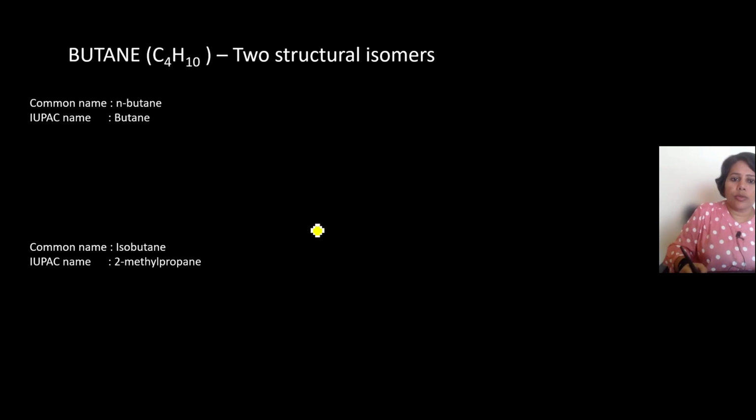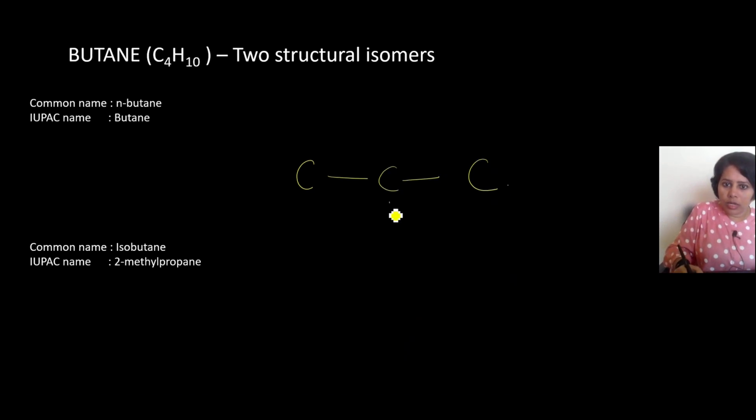For the next isomer, we will just change the arrangement of the carbon atoms. 1, 2, 3, again this. The carbon is tetravalent, so put in all the hydrogen atoms.